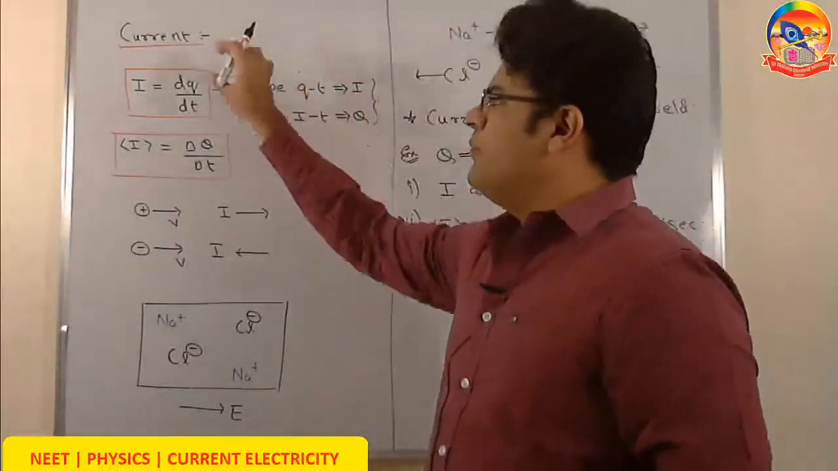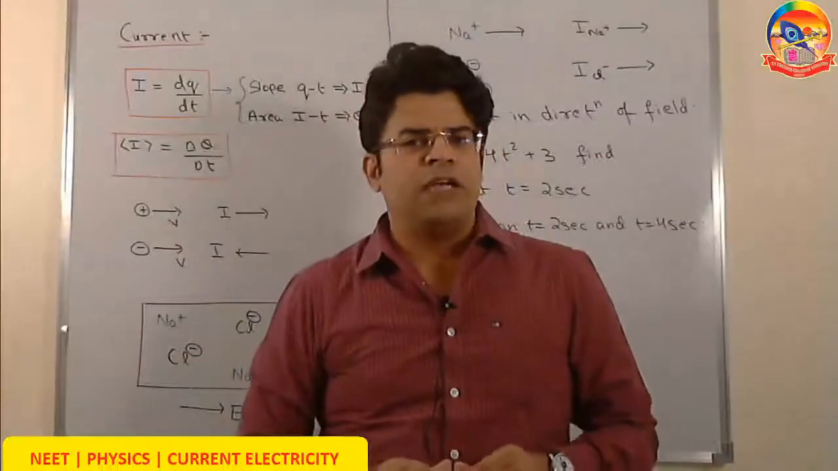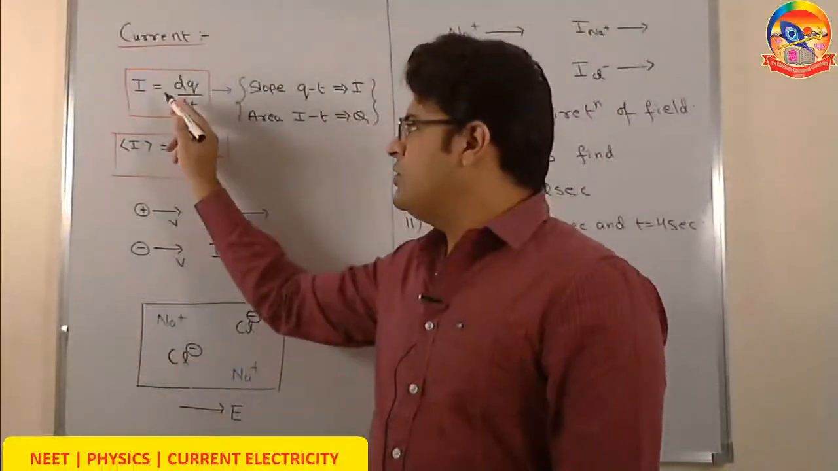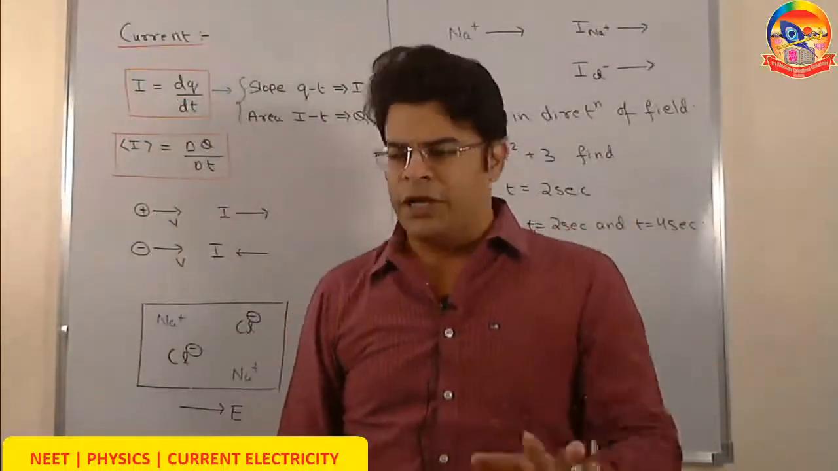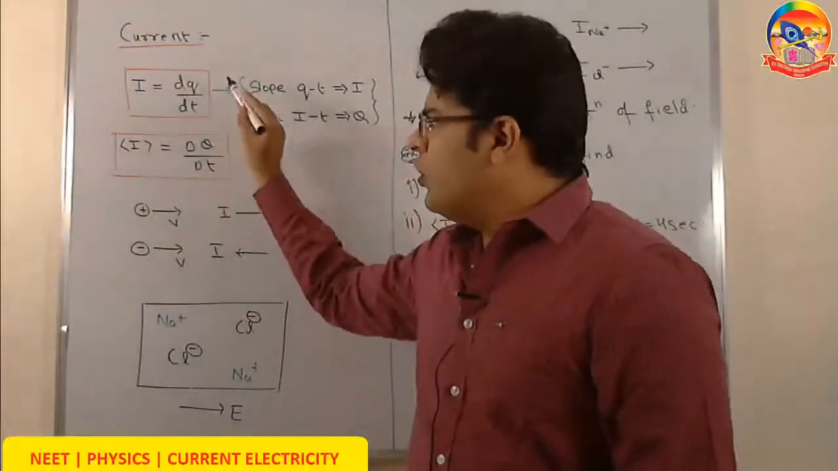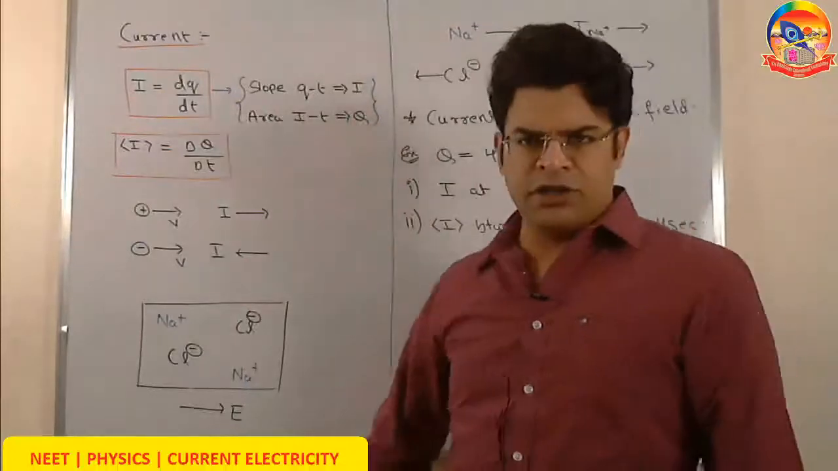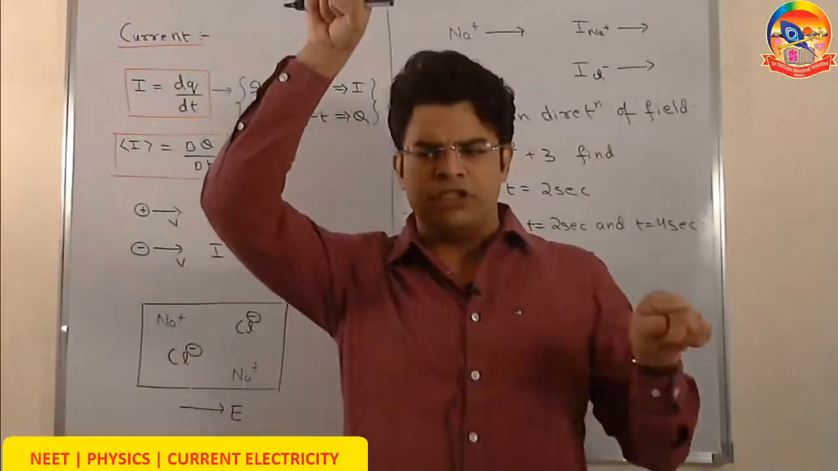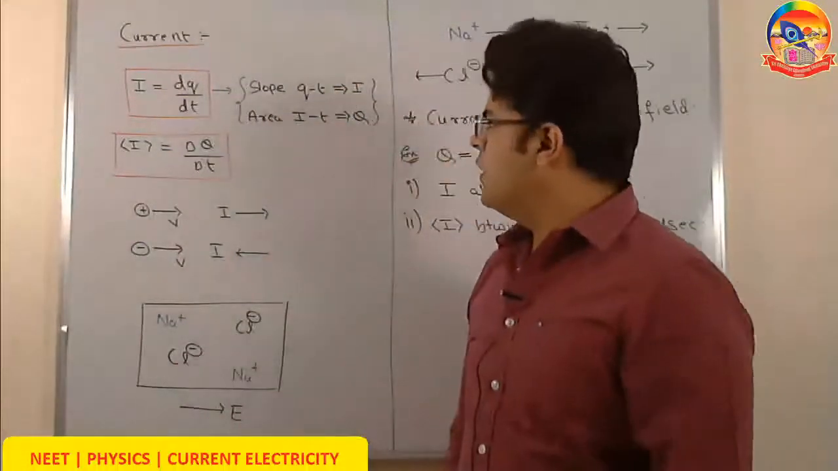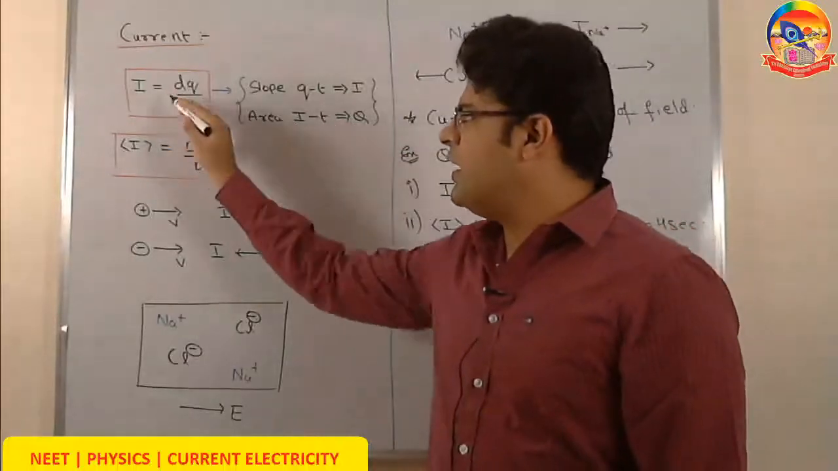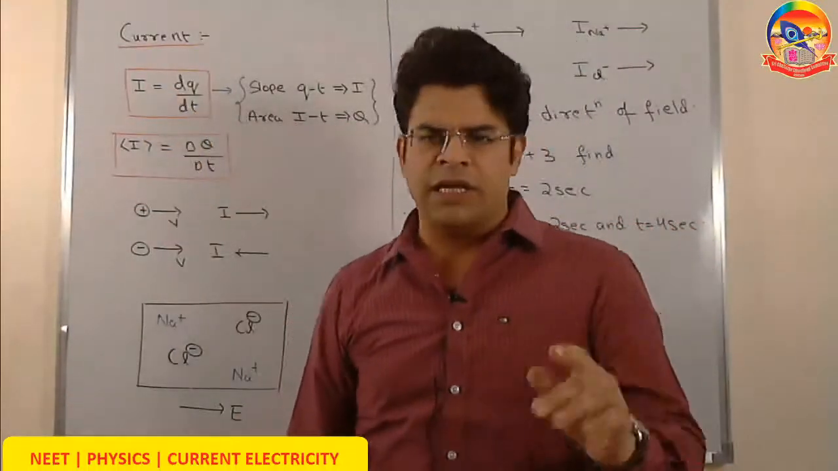So, current is defined as flow of charge per unit time. The differential equation is I equals dq by dt. From this equation only, we can conclude two things. First, the slope of charge time graph gives us current. So if you have got charge versus time graph, its slope gives you the current. And the area under the current time graph gives you the total charge that has flown.